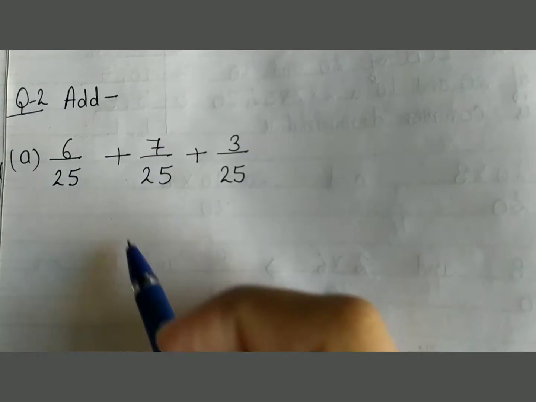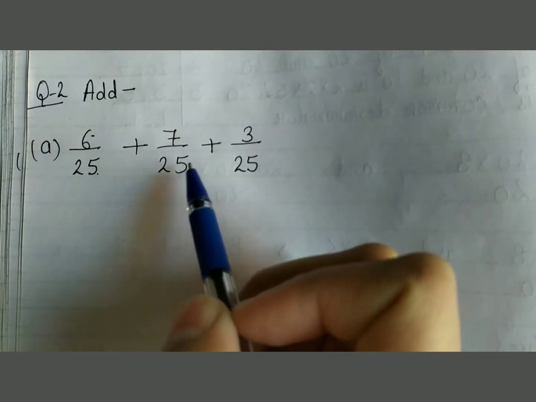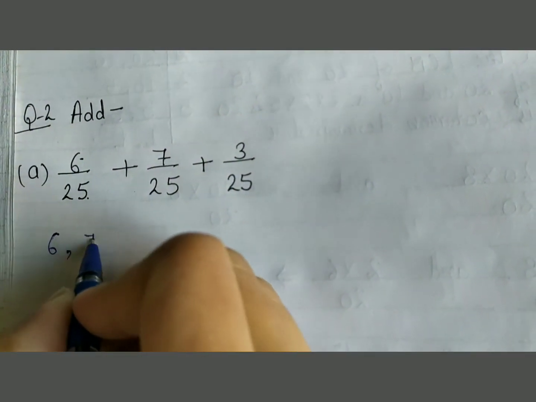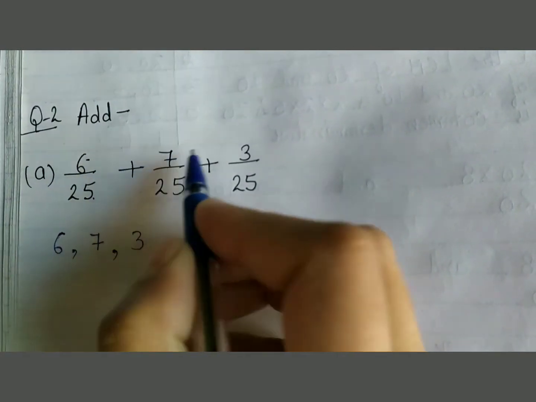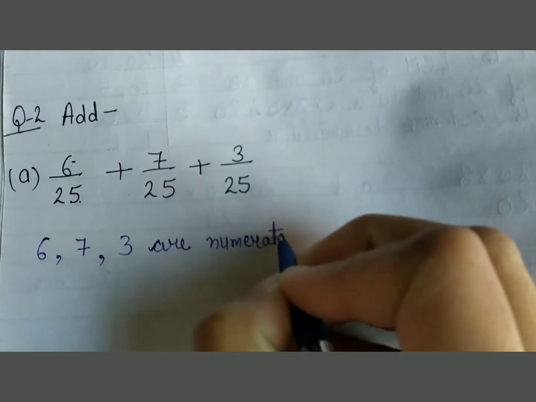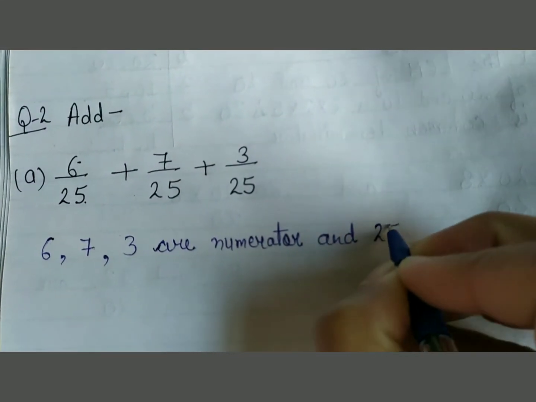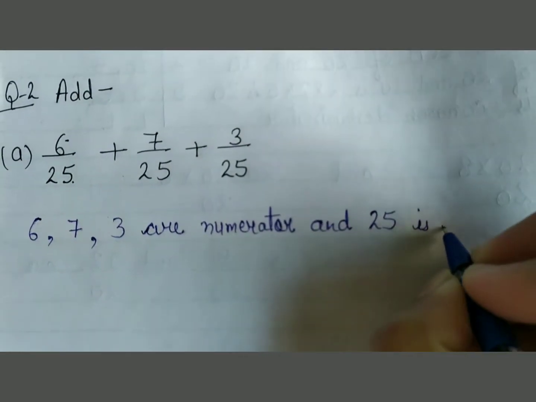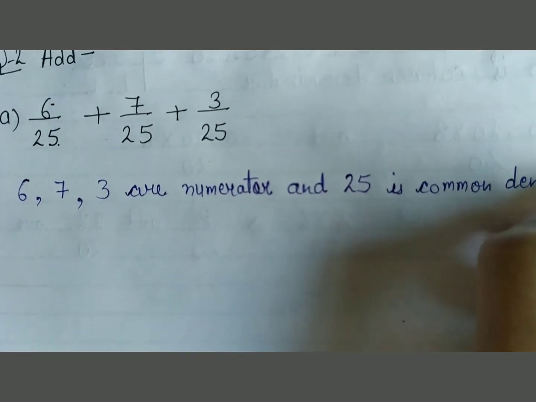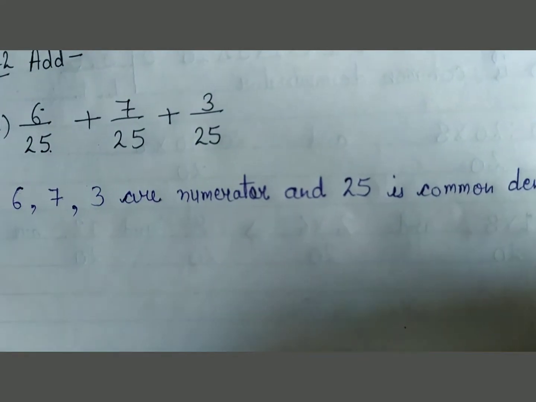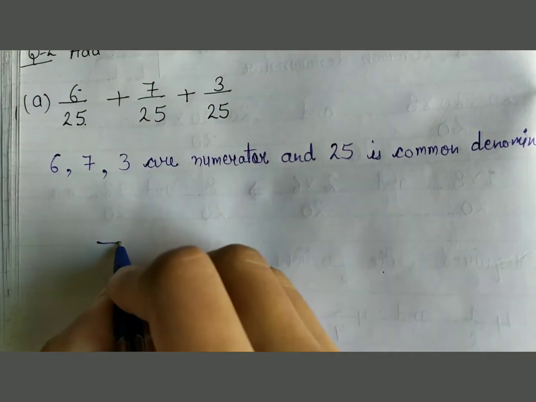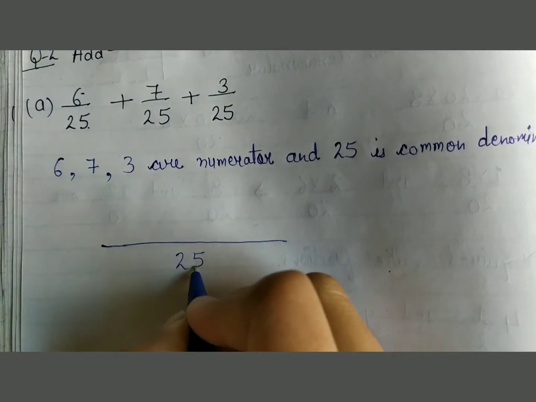Question number 2. Add 6 upon 25, add 7 upon 25, add 3 upon 25. Children, 6, 7, 3 are the numerators, and 25 is the common denominator. Okay. Children, write the 25 as a denominator.